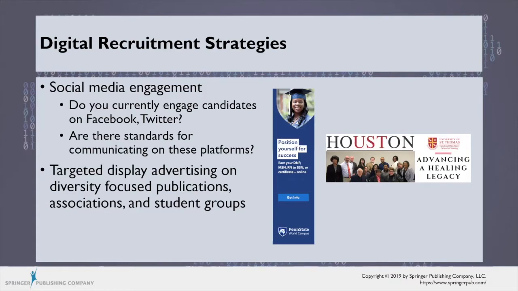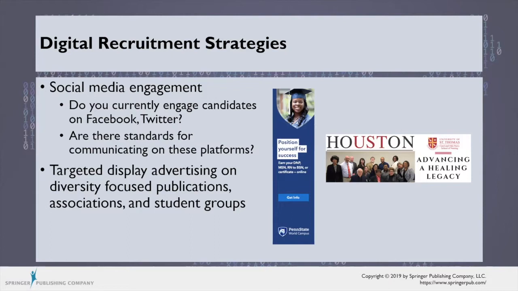So I'm briefly going to discuss a couple of digital recruitment strategies that have worked here at Springer and Minority Nurse Magazine, and this is really focused on engagement. I don't think it's too surprising: 90% of adults between 18 and 29 are on social media. So where this audience is, you should potentially be too.